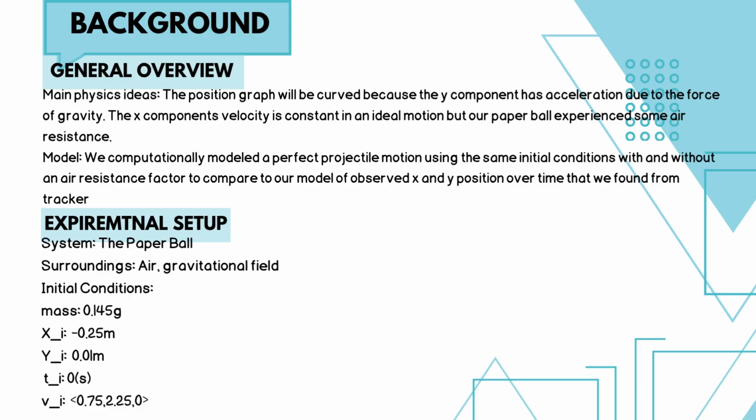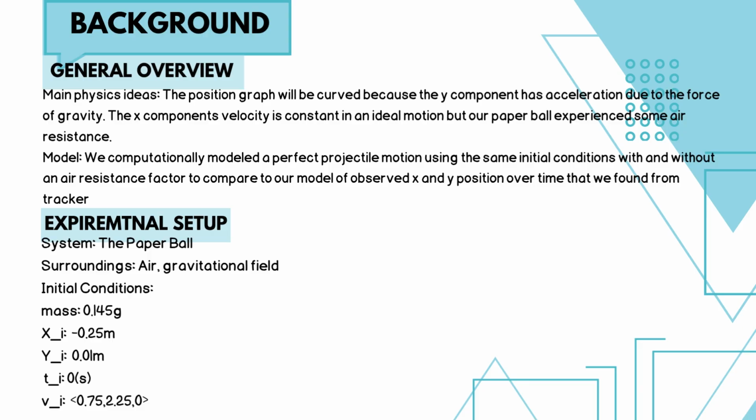The main physics idea is the position graph will be curved because the y component has acceleration due to the force of gravity, and the x component's velocity is constant in an ideal motion, but our paper ball experienced some air resistance. And then for the model, we computationally modeled a perfect projectile motion using the same initial conditions with and without an air resistance factor to compare to our model of observed X and Y positions over time that we found from Tracker. Our system was the paper ball, and our surroundings were air and Earth's gravitational field.